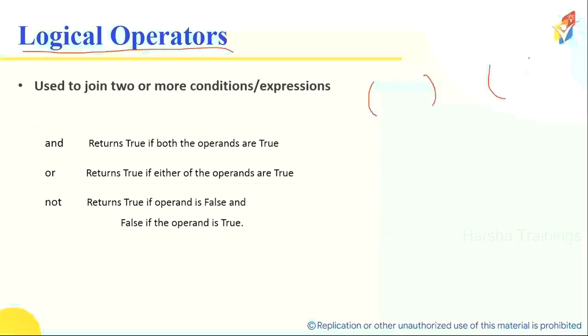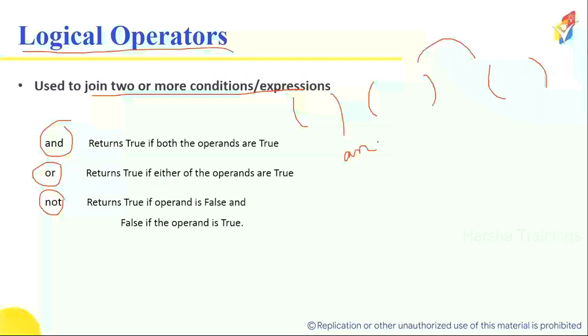I have another expression. If I want to join these two expressions, or you can have any number of expressions, I will use logical operations to join two or more conditions or expressions by using three keywords. First one is and, second one is or, third one is not. Let me discuss with this truth table for and.